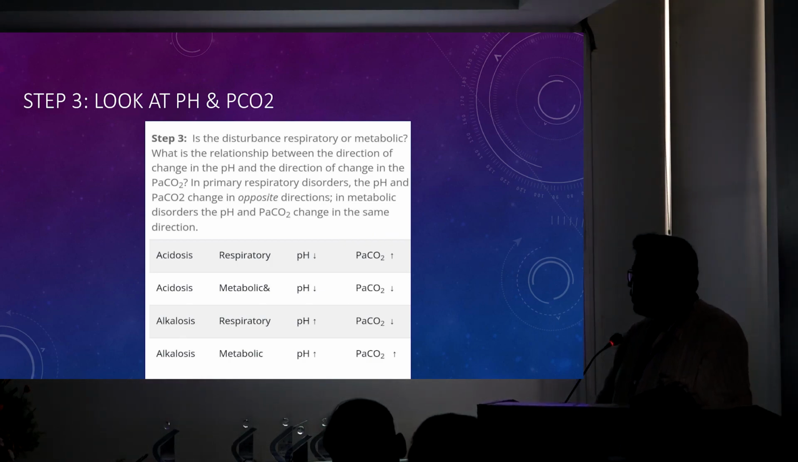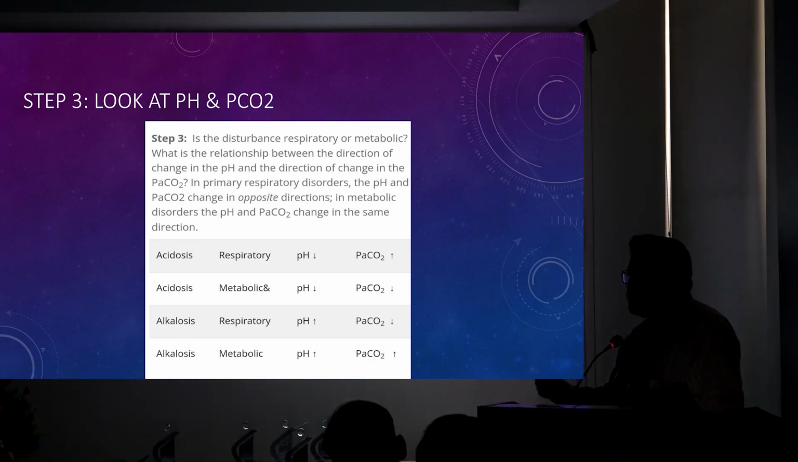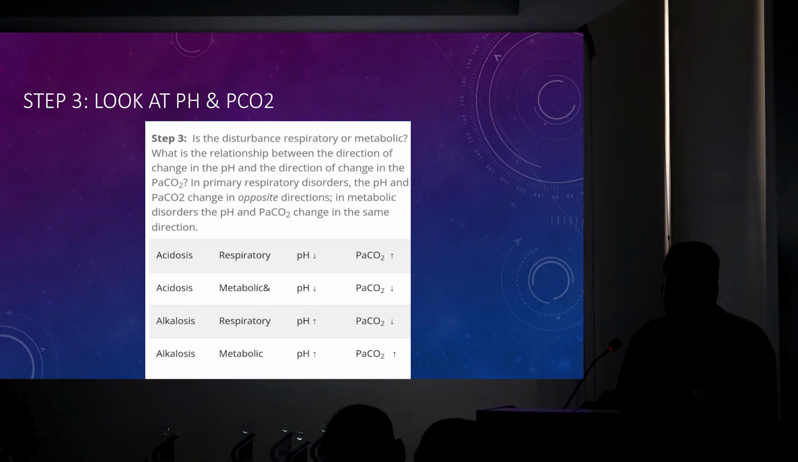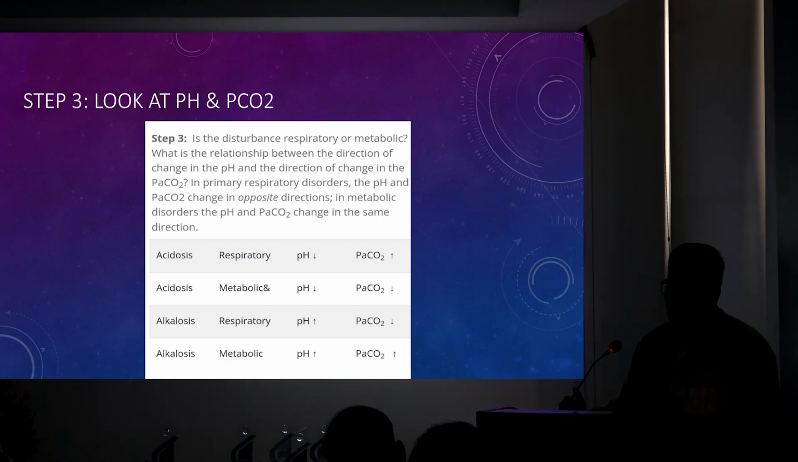Now here we have a rule of thumb for us, the same direction and opposite direction rule. In step 3, after we decide that it is acidemia or alkalemia, the next step is whether it is a respiratory acidosis or a metabolic acidosis. For that we look at the pH and PCO2. If the pH and PCO2 move in the opposite direction, it is respiratory, and if they move in the same direction, it is metabolic.